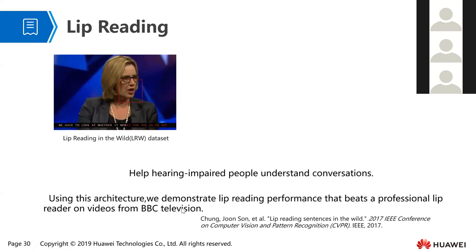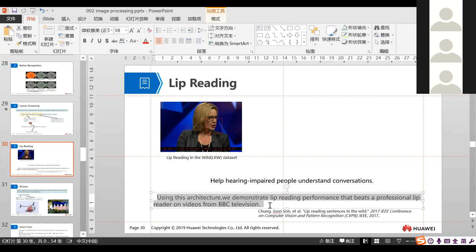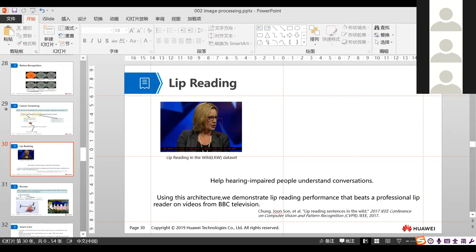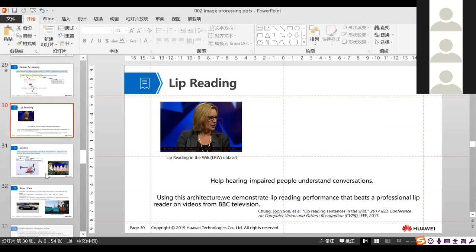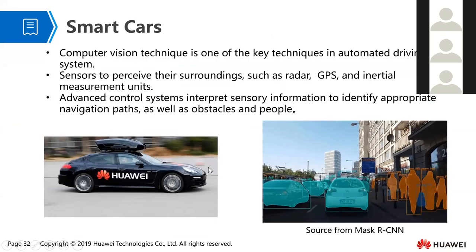This kind of technology was proposed in 2017. And here is the system from this paper, and with the CNN architecture, the performance of lip reading has already beaten professional lip readers on videos from BBC television, and there are other applications like smart cars, self-driving cars.